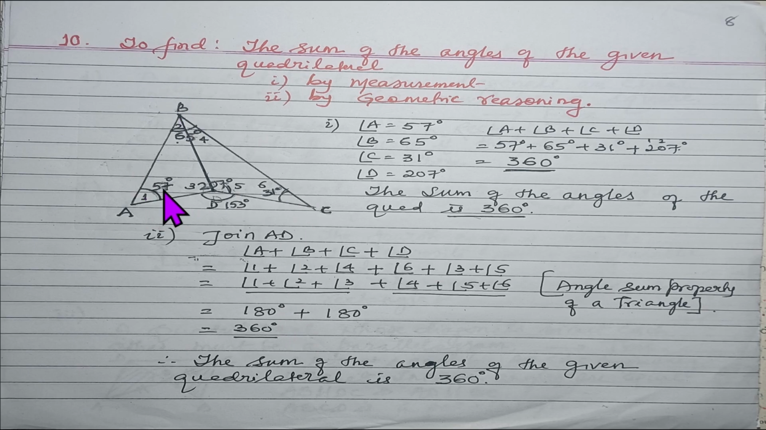Otherwise also when we measure and add, we find that the sum of the angles is 360 degrees. Therefore the sum of the angles of the given quadrilateral ABCD is 100% 360 degrees.